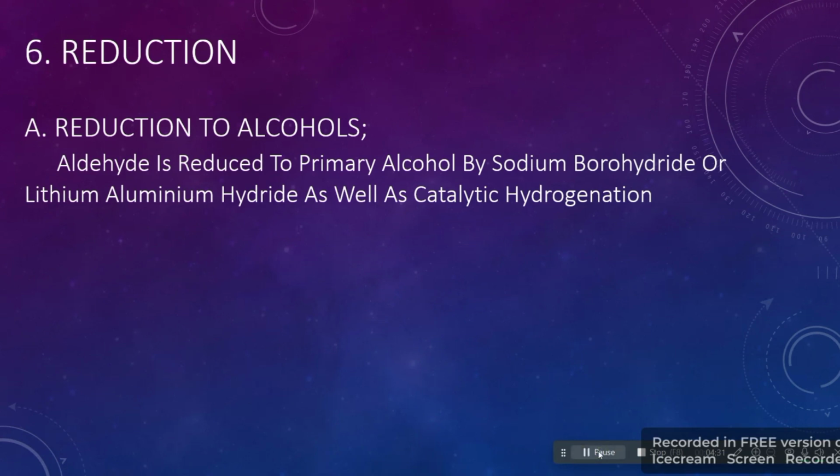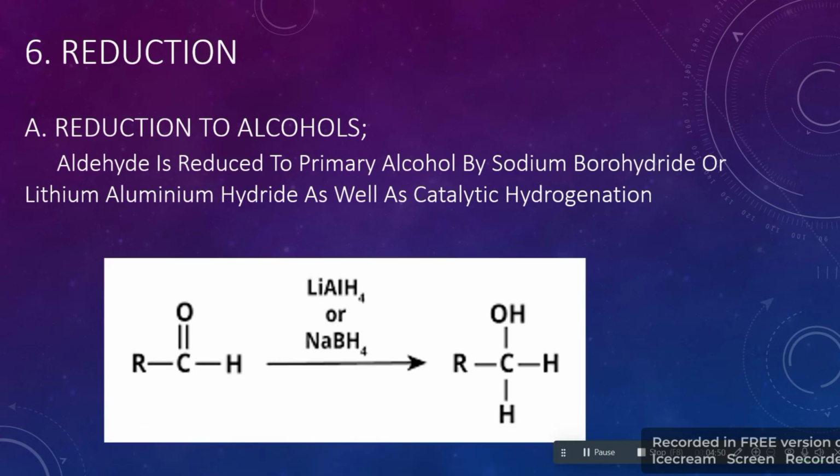Let's see reduction. First is reduction to alcohols. Aldehyde is reduced to primary alcohol by sodium borohydride or lithium aluminum hydride as well as catalytic hydrogenation. Sodium borohydride and lithium aluminum hydride are reducing agents. So here is a reaction.